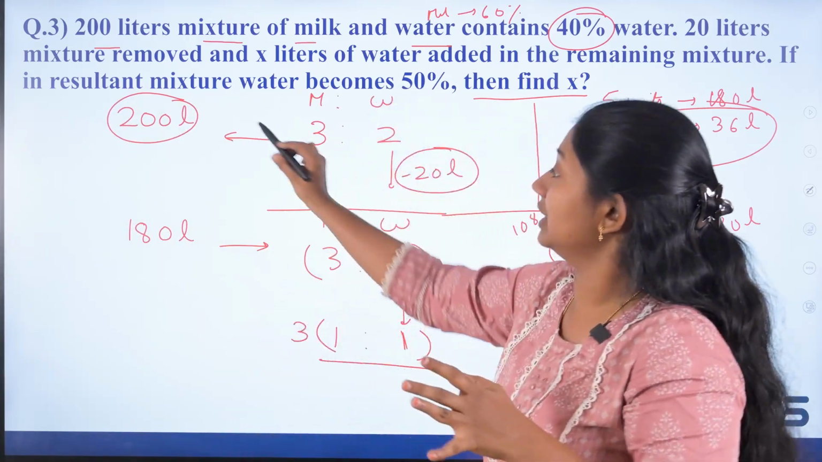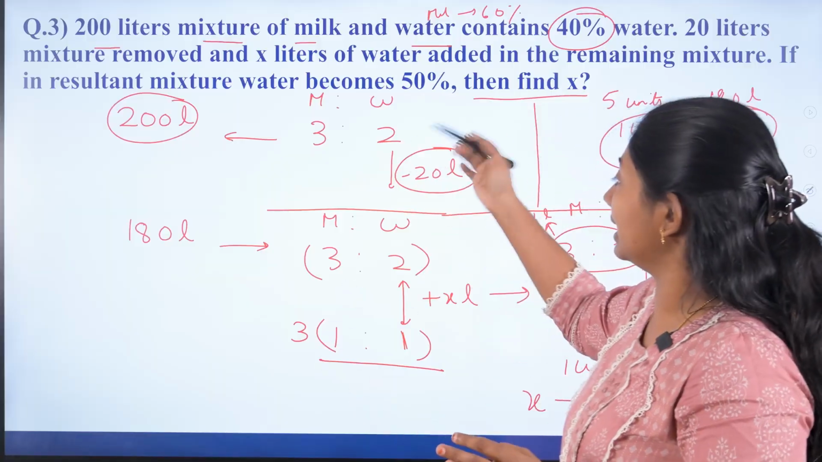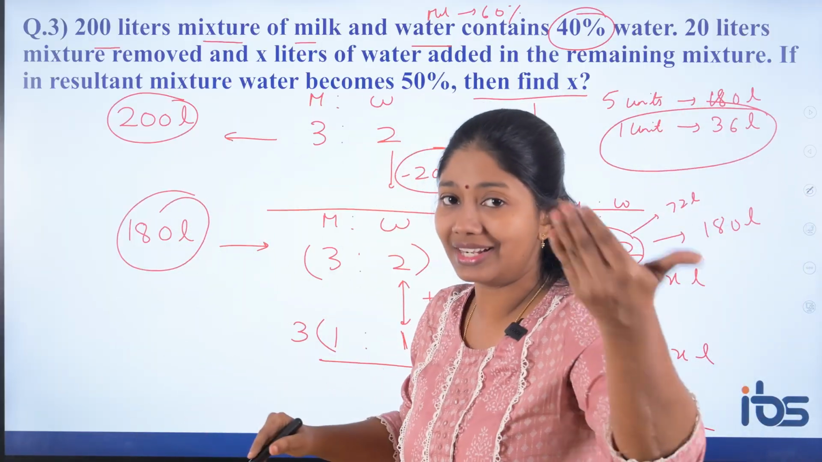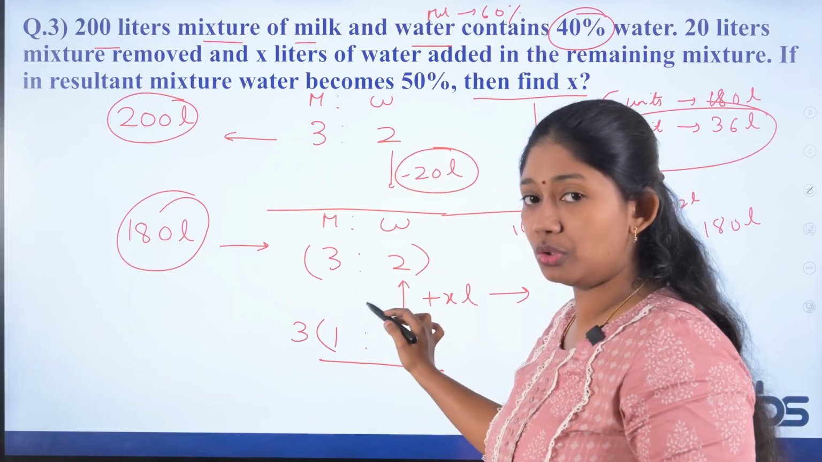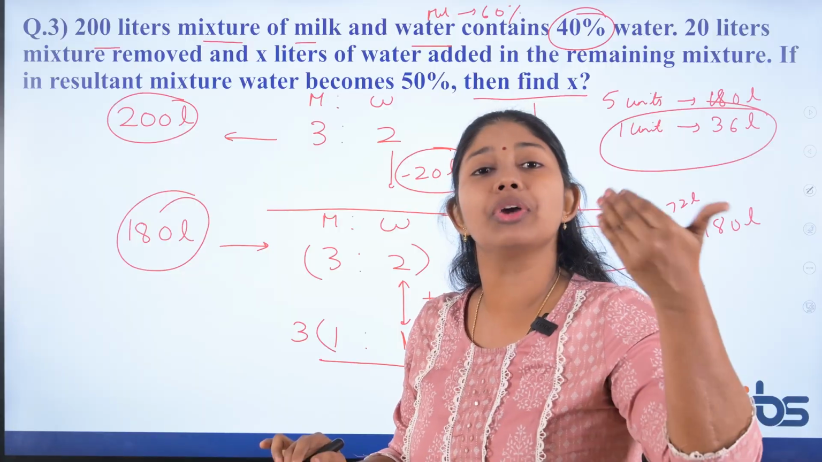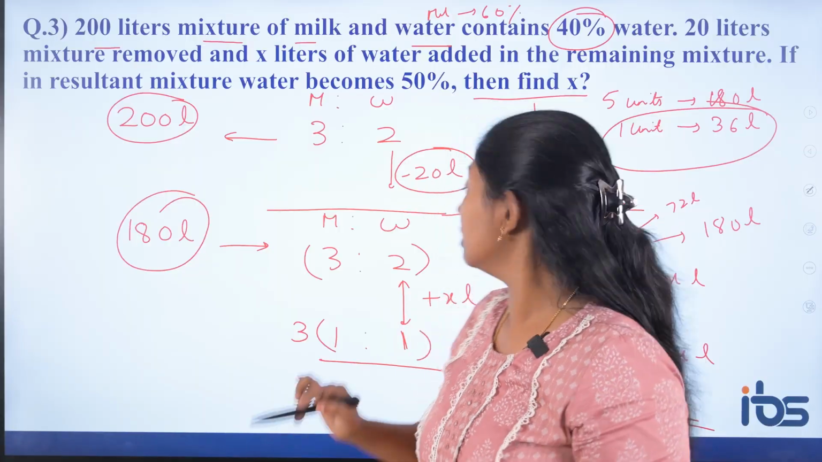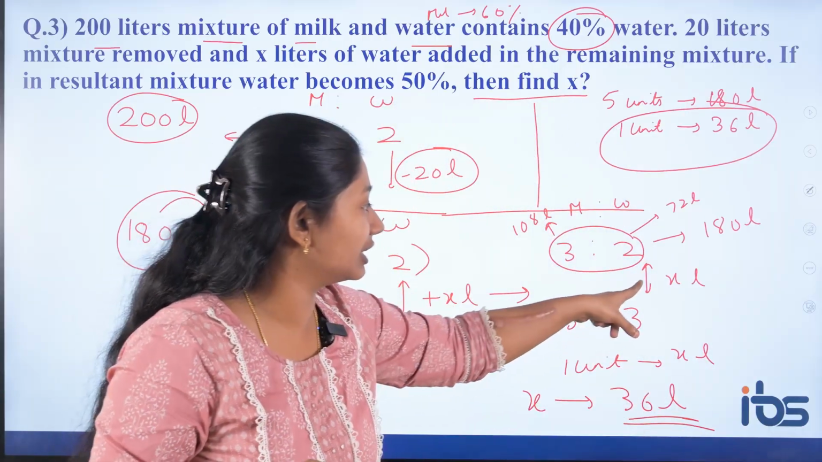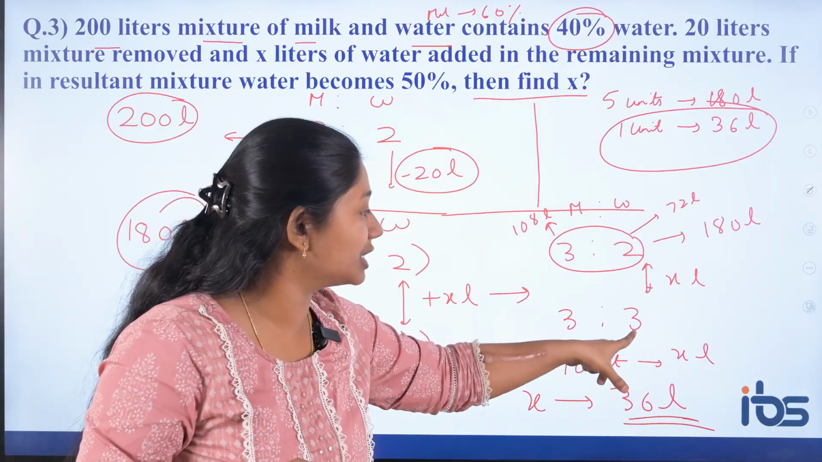So it's very easy. Initially it was 200 liters, you have taken out 20 liters, the remaining mixture is 180 liters, that has been divided in the ratio 3:2, and you are adding water, you are not disturbing the milk. So you have kept the milk equal. After that, just find out the 1 unit value, and that 1 unit value is nothing but equal to x, because here 2 has become 3.